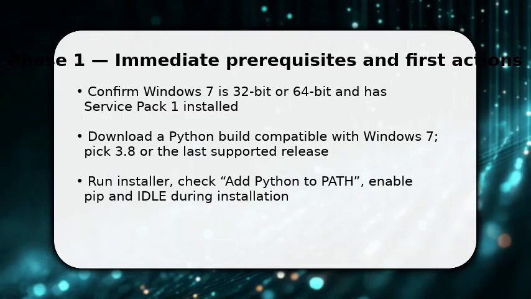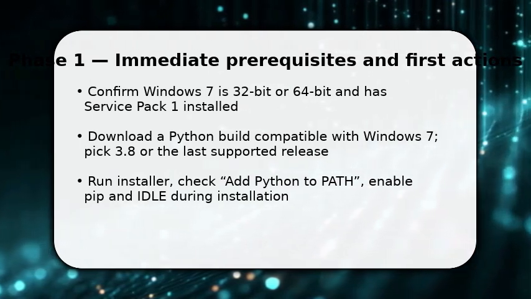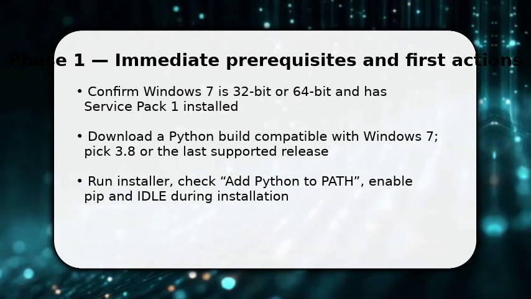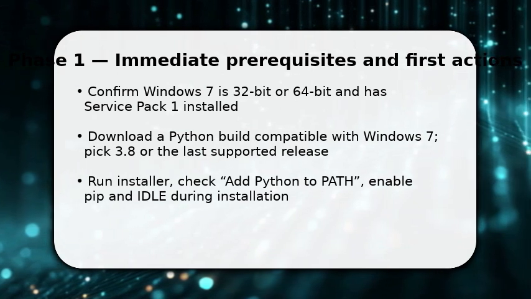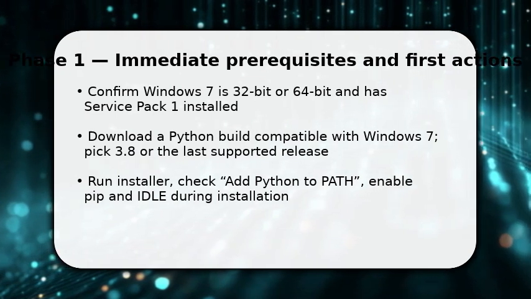You begin by verifying Windows 7 bitness and service pack level so you pick a compatible Python release. Next, download the matching installer and run it. Make sure to check Add Python to path and enable pip plus IDLE. Once done, open CMD and run python --version to confirm.